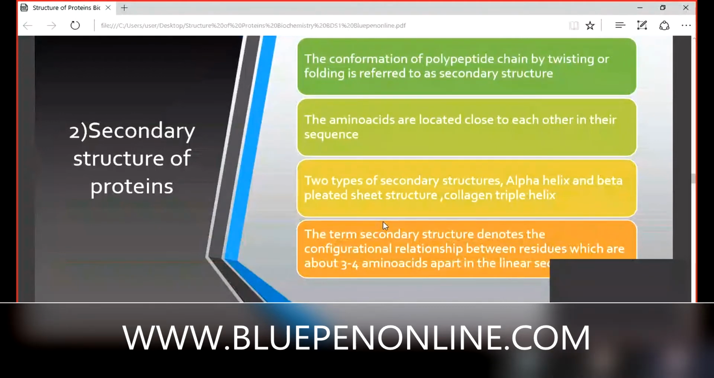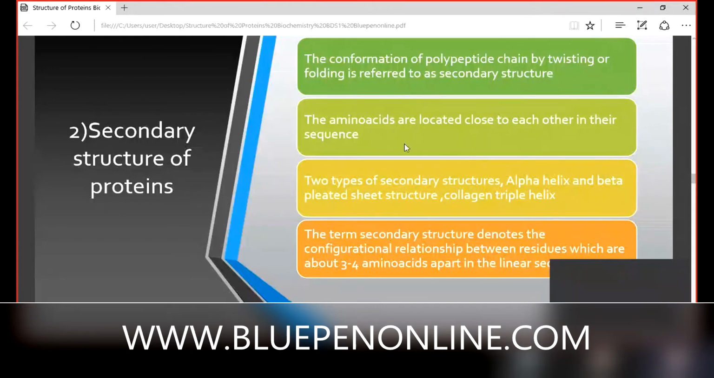Which are the other higher levels of organization? Secondary, tertiary and quaternary. So next we are entering into the secondary structure of protein. We have a straight chain in the case of primary structure. Now we are twisting or folding. The conformation of the polypeptide chain by twisting or folding is referred to as secondary structure.